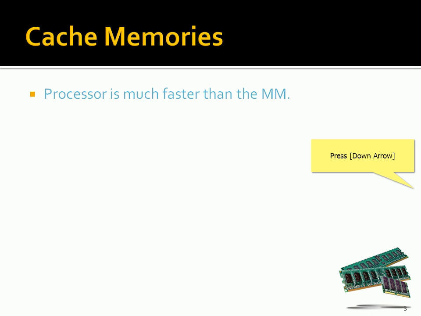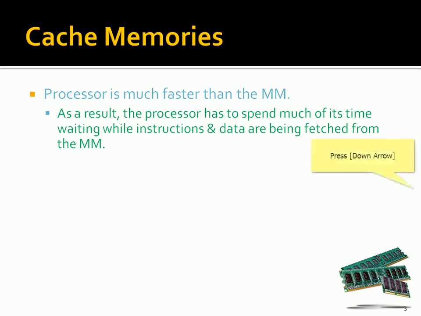Obviously, the processor is an electronic device, right? It is faster than all the other devices in the system, whereas the main memory is comparatively slow, because those are inherently slower. As a result, the processor has to spend more time waiting while instructions and data are being fetched from the main memory. So the processor needs time here.